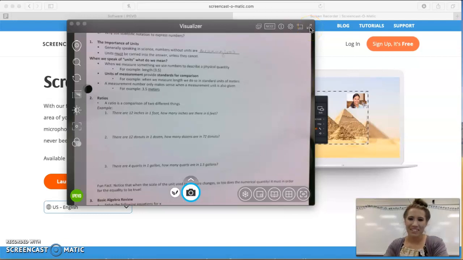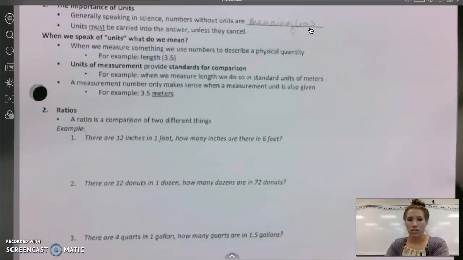Hi guys, let's take a moment to talk through some concepts that were introduced in Unit 1 Guided Notes, pages 1 through 3. Okay. So, first thing we talked about was the importance of units and what a ratio is. So let's talk through ratios.